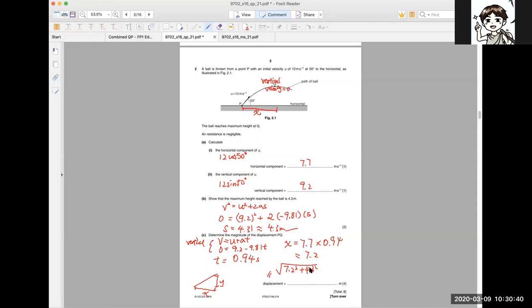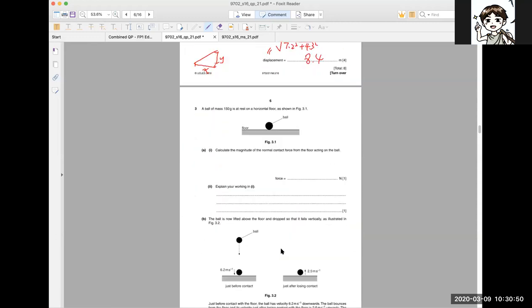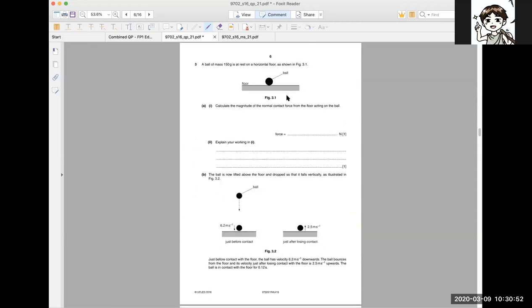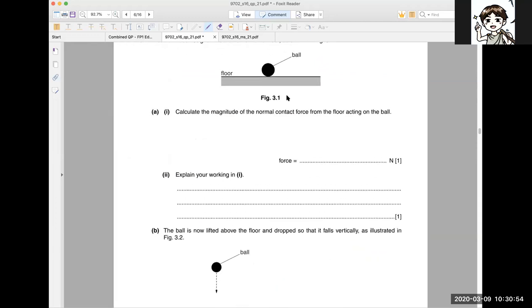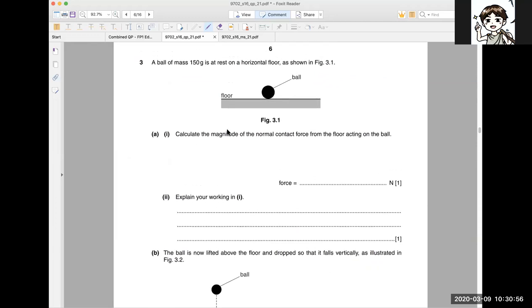Okay, so final it should be 8.4 meters. If no question, let's go on to the next question. A ball of 150 gram rests on the horizontal floor.